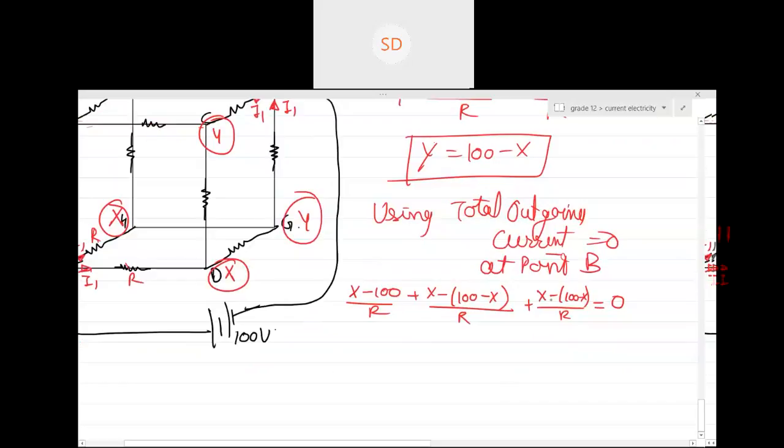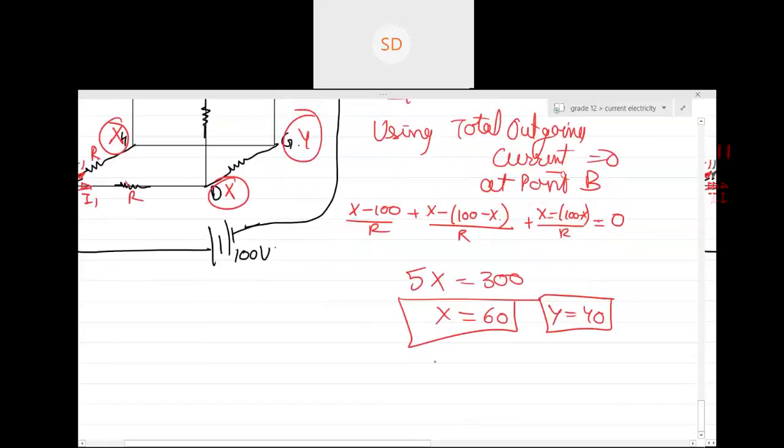So it is 5x. 5x is equal to 300. So from here you can see x is basically 60. If x is 60, y is 40. Yes or no? Yes or no, guys? Yes, sir. Now x is 60, y is 40.